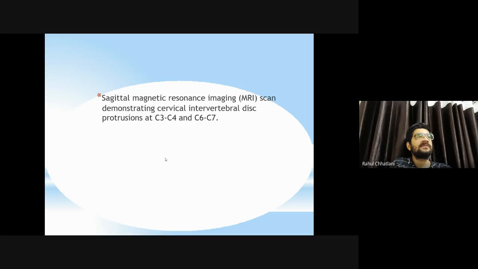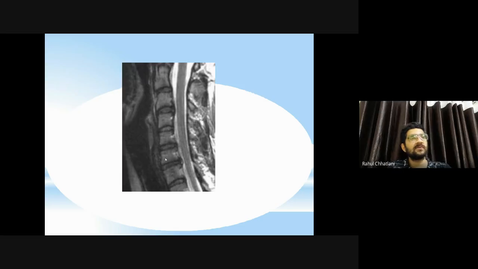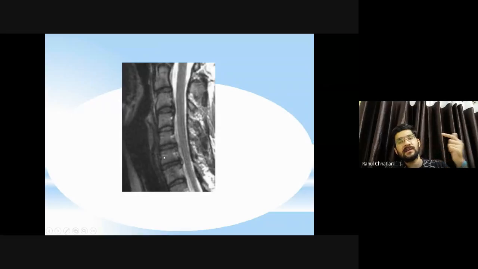So sagittal magnetic resonance imaging, as we saw, shows cervical intervertebral disc protrusion at C3, C4 and C6, C7. So here we first saw it, 3, 4, and 6, 7. Here we saw it. Yes, that is between the two vertebrae. It is getting extruded or protruded, first of all.